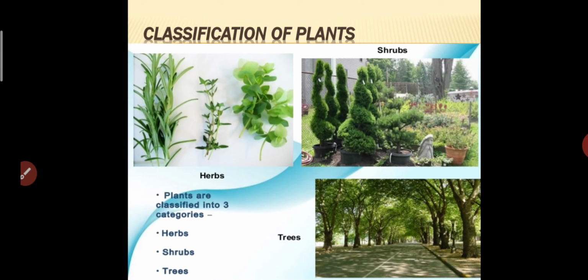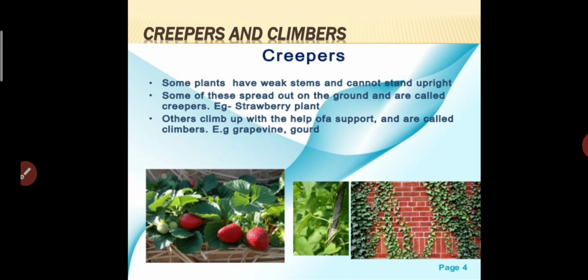And trees are very tall, with a hard and thick brown stem. The stems also have many branches in the upper part, much above the ground. So students, in this classification, plants are classified into three categories according to their height. Small size plants are known as herbs, medium size plants are known as shrubs, and big tall plants are known as trees. Clear? Now the next one is creepers and climbers.